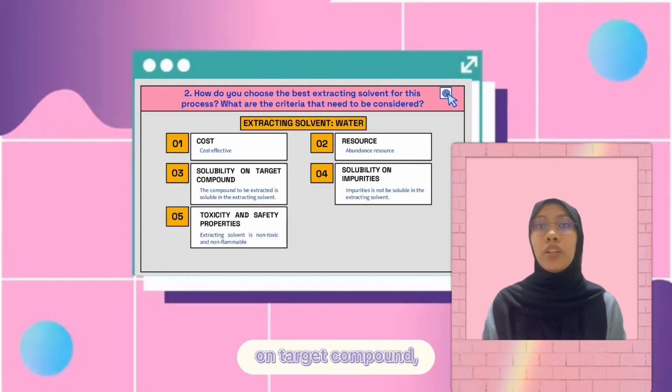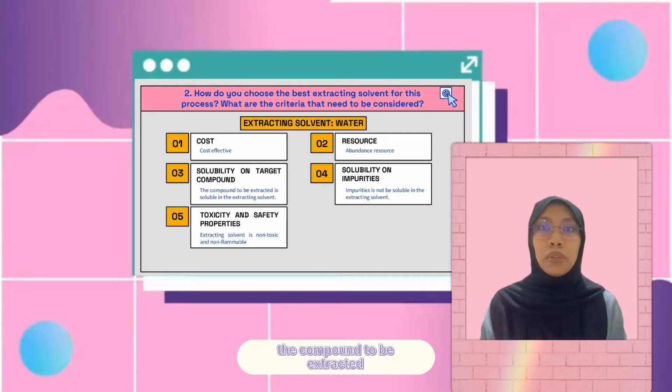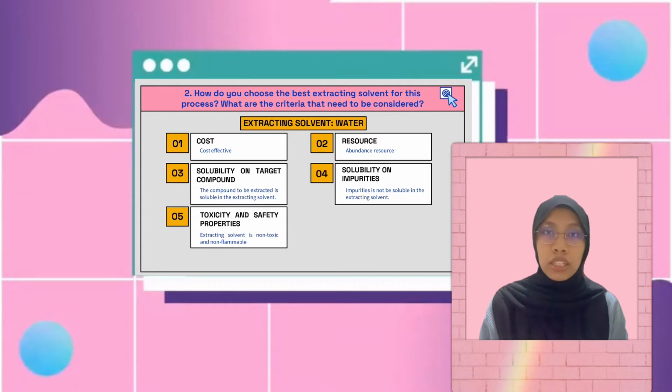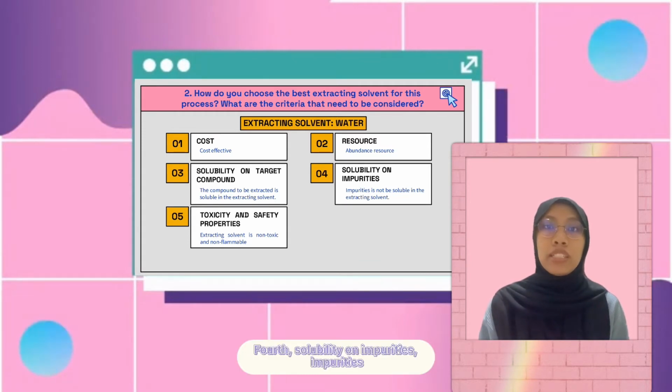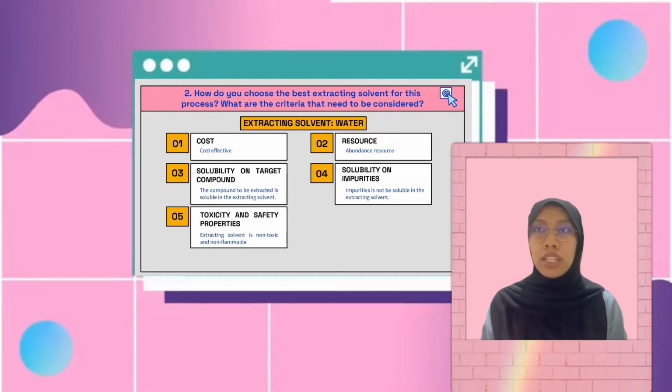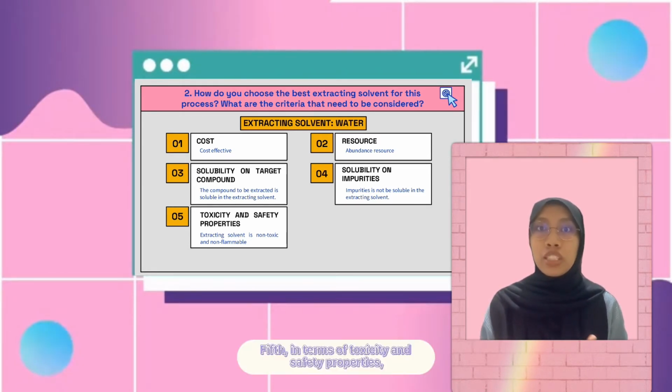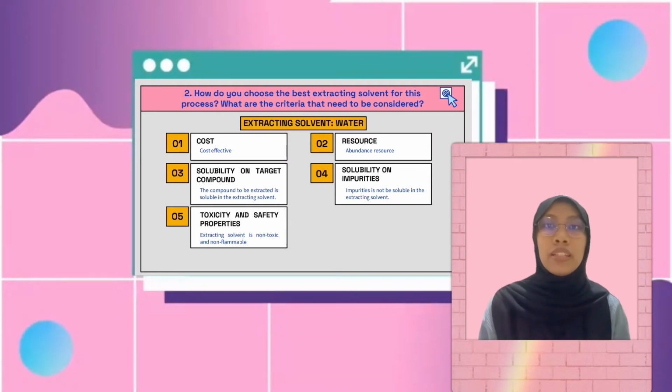Third, solubility of the target compound. The compound to be extracted is soluble in the extracting solvent. In this experiment, oat milk is soluble in water. Fourth, solubility of impurities. Impurities should not be soluble in the extracting solvent. For this experiment, oat grain is not soluble in water. Fifth, in terms of toxicity and safety properties, water is non-toxic and also non-flammable.